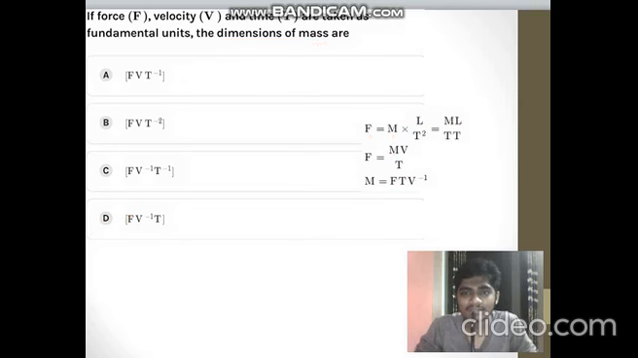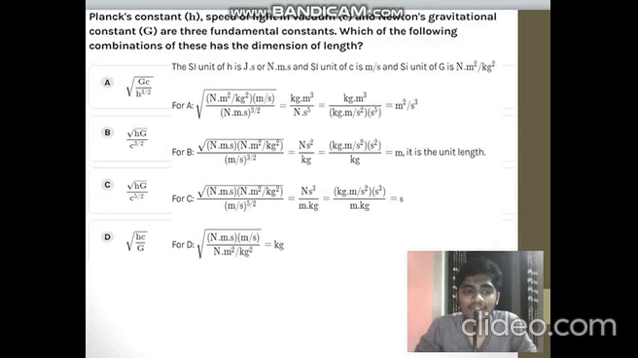Now talking about the 10th question. This is a pretty important question. Planck's constant h, speed of light in vacuum c, and Newton's gravitational constant G are three fundamental constants. Which of the following combinations of these has the dimension of length? So we have to calculate for every choice, and check if we are getting the dimension of length. So that will be the exact choice.